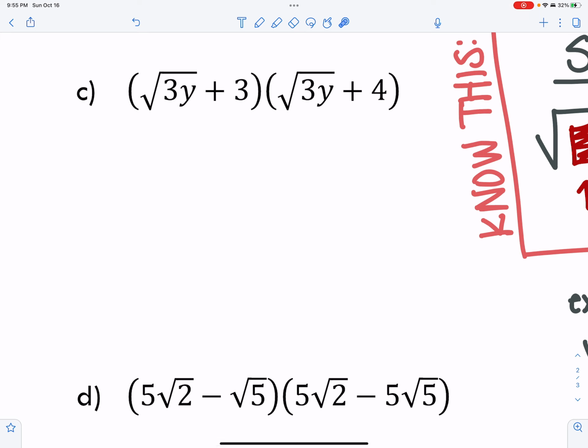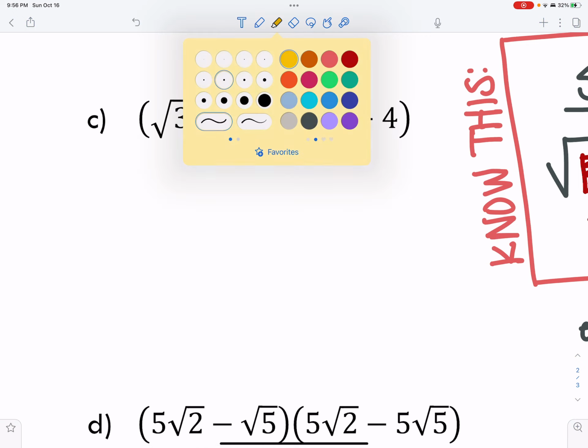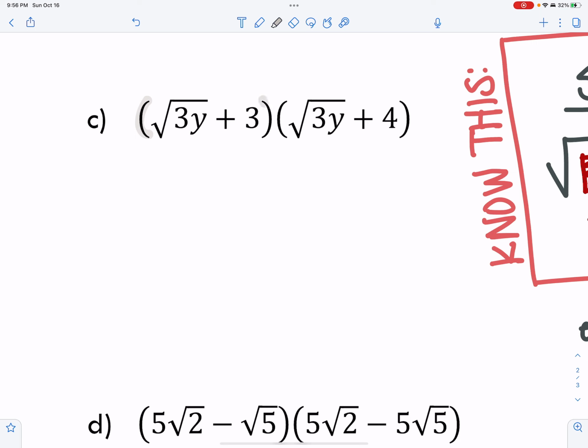The square root of 3y plus 3 times the square root of 3y plus 4. First thing I'm going to do, FOIL. And I know to FOIL because I've got parentheses times parentheses. That is your clue. Two sets of parentheses are going to be your FOIL. All right, so the first one, F stands for first. And so my first are going to be the square root of 3y times the square root of 3y. And I'm just going to write that for now. We'll come back and simplify it.